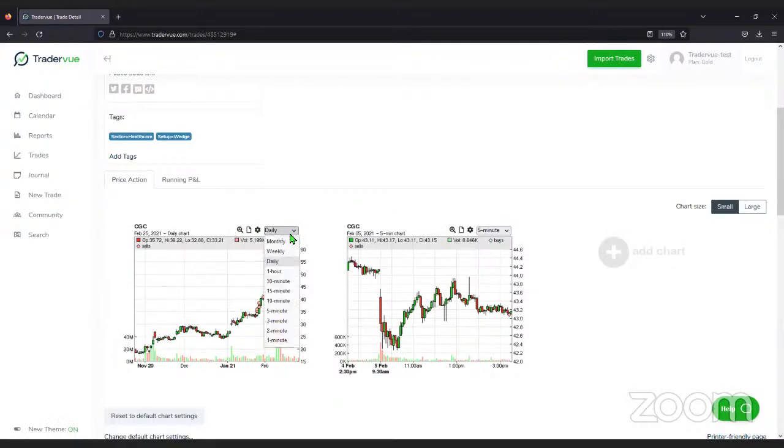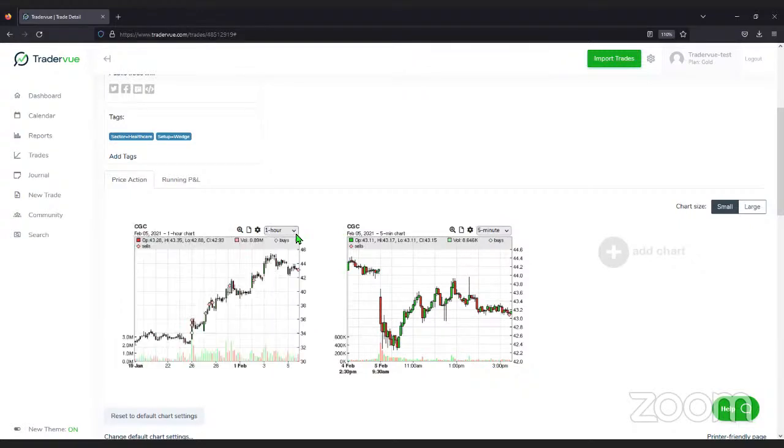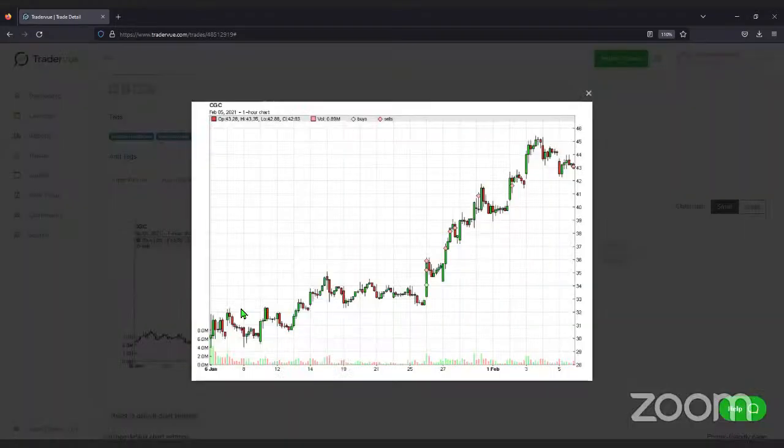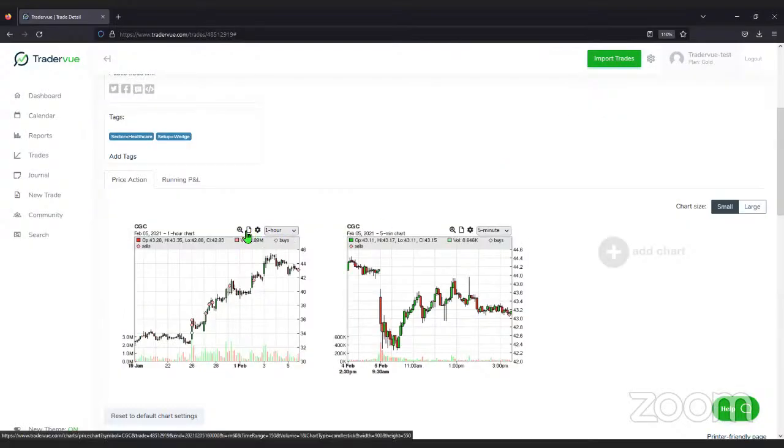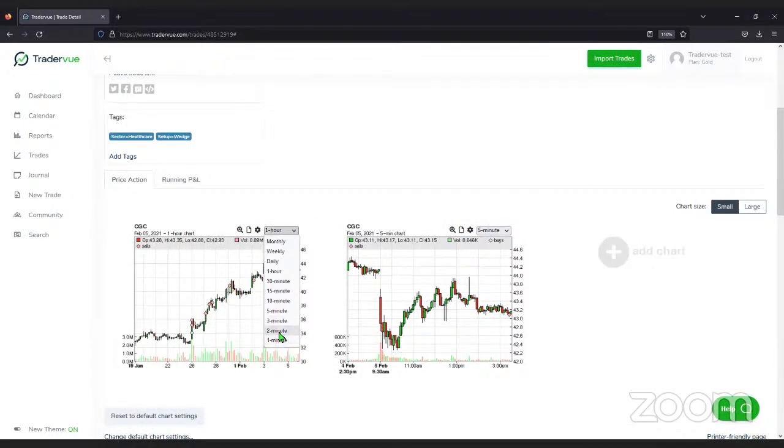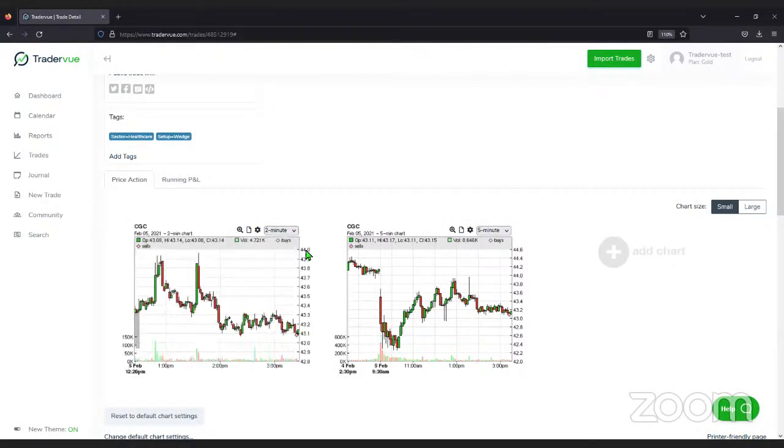You can see this information in multiple time frames. You can see it by 1 hour, for example. Here's a better look in 1 hour. And you can also see it in lower time frames than that: 1 minute, 2 minutes, you name it.